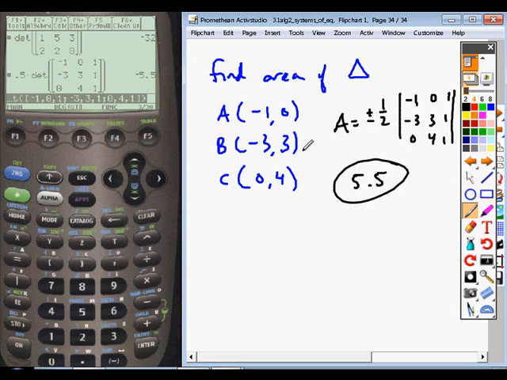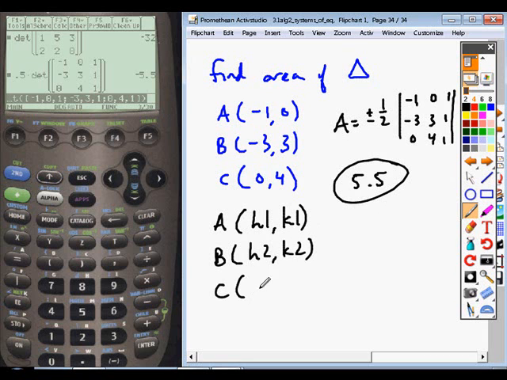All right, anybody given any thought as to the user-defined function for this? Think it would be a hard thing to do? Think about what you have here. So you have 3 points, right? You have point A, which is H1, K1. Point B, which is H2, K2. Point C, which is H3, K3.